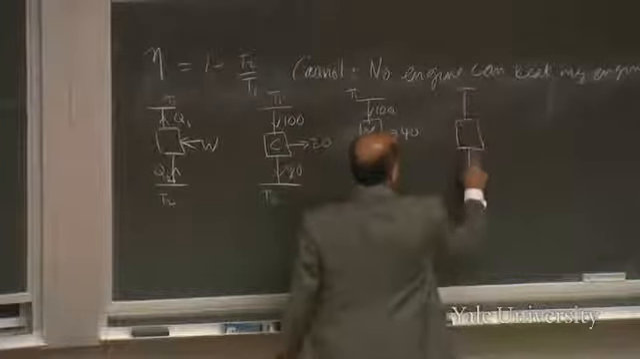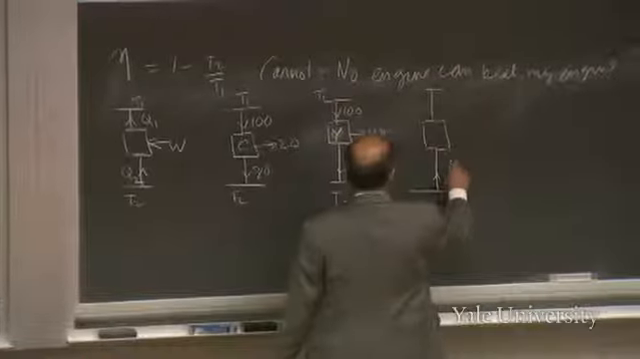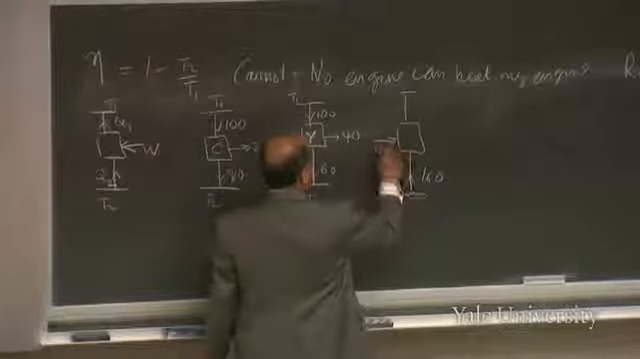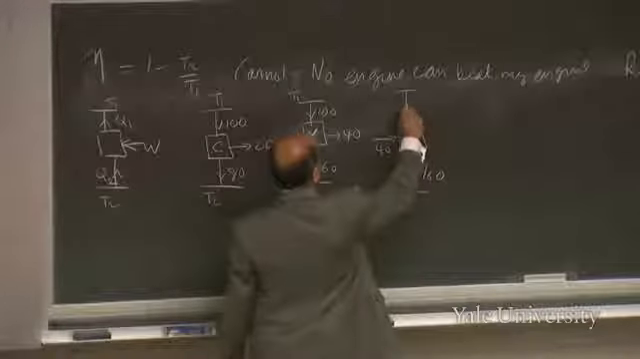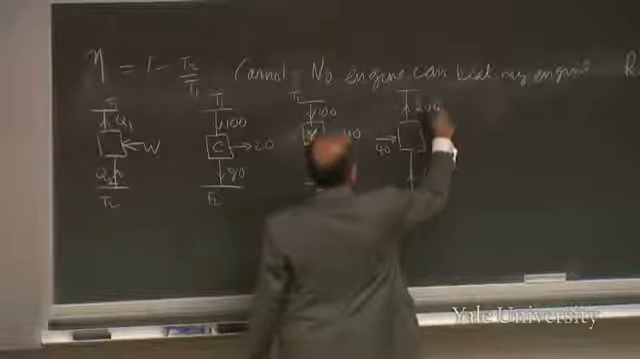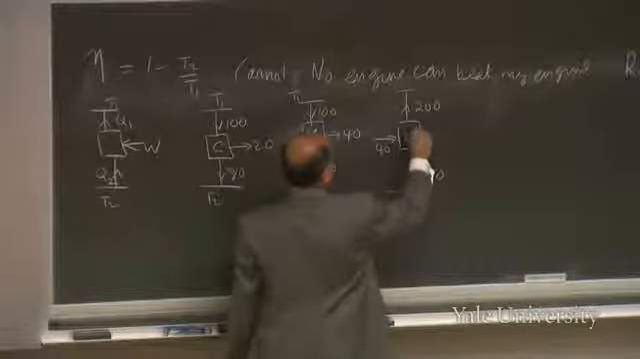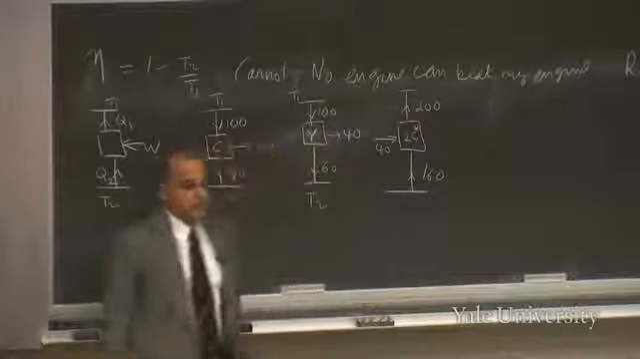It will look like this. It will take up 160 calories from downstairs. It will want 40 calories input, and it will dump 200 calories upstairs. So this is a 2 times Carnot. Let me put a star saying it's Carnot run backwards.